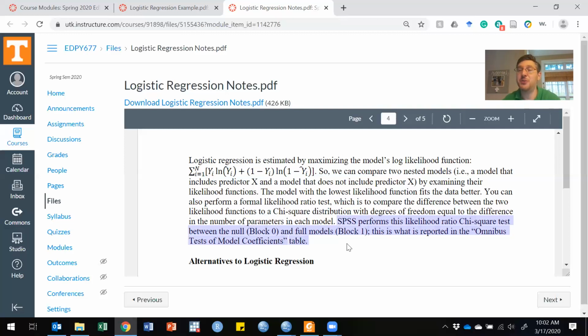But you could also do it as a kind of block entry approach, where we'd enter variables into the model at certain blocks. And instead of how we would assess the change in R square in OLS regression, we would assess the change in the model's likelihood function. And then the model with the lowest likelihood function fits the data better.